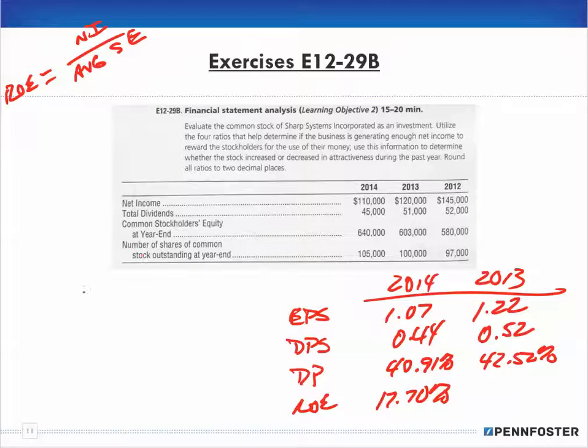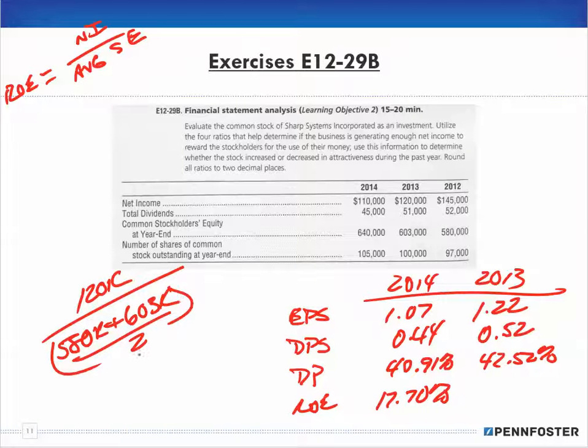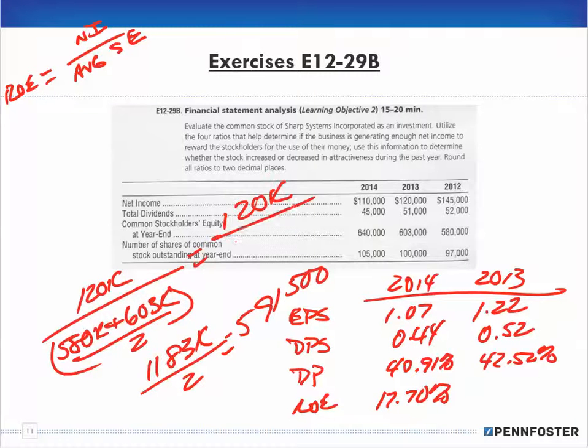And then lastly here I have 120,000, and I'm dividing it by the beginning, 580,000, plus the ending of 603, all over 2. So that gives me 1,183,000 divided by 2, which gives me 591,500. Right, so 120,000 divided by 591,500 gives me 20.29%.